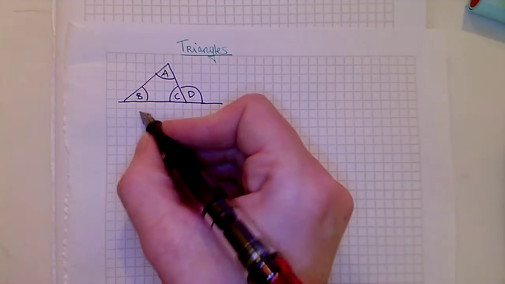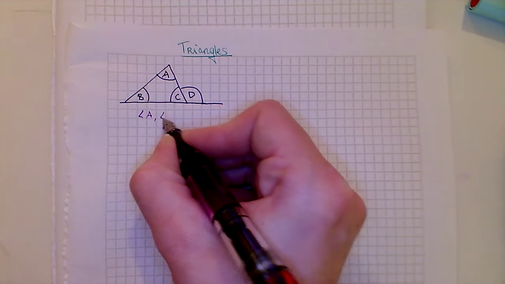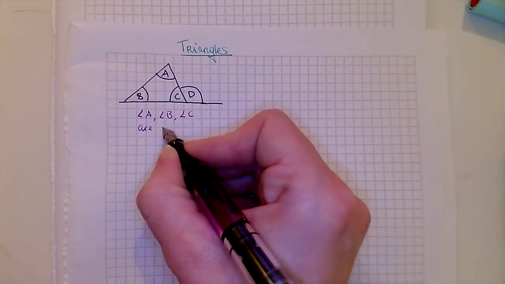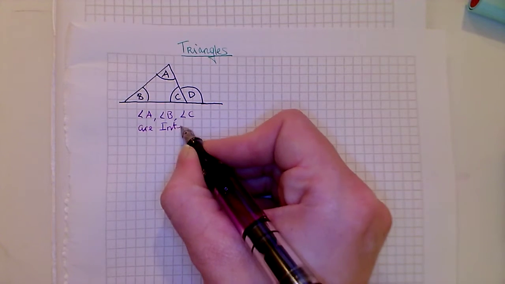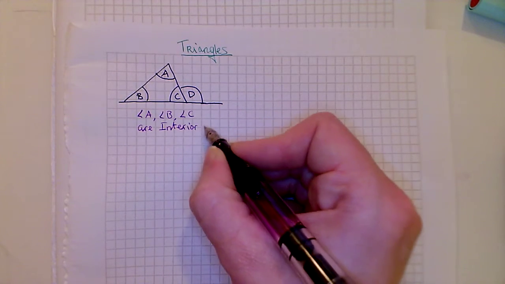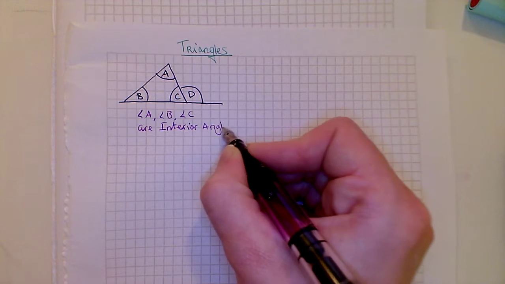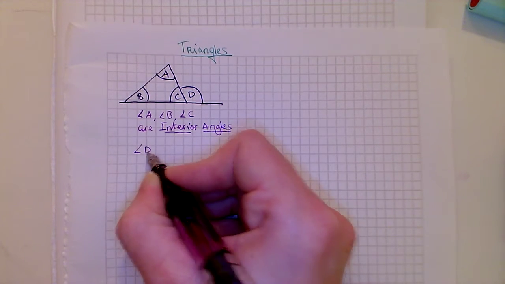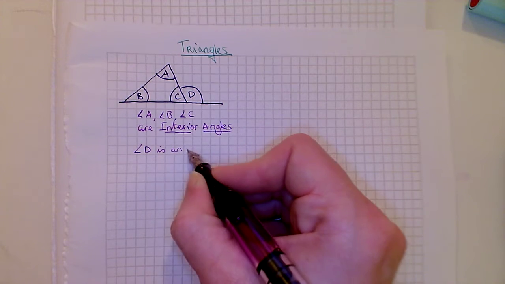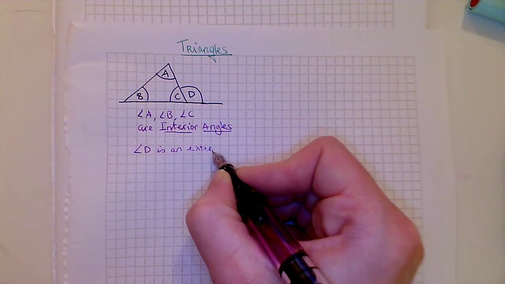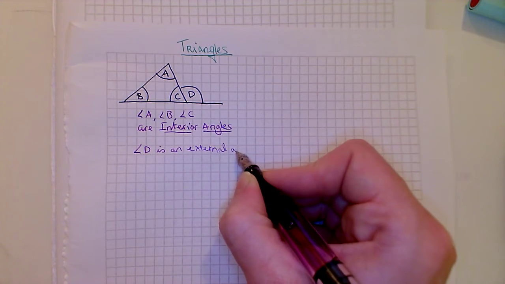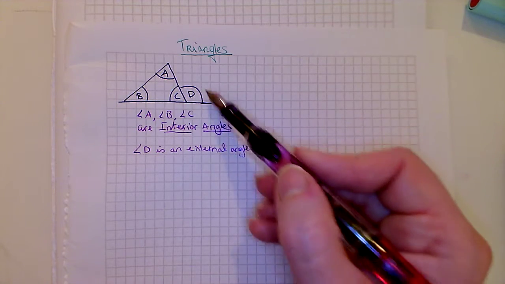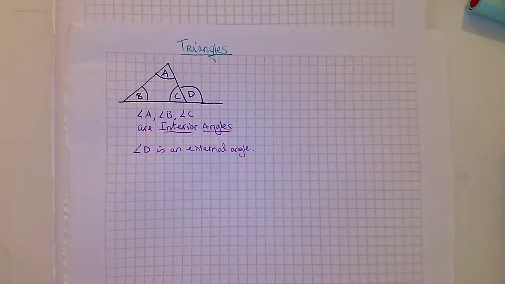So A, B, and C are internal angles or interior angles. And D is an external angle. Right, an external angle is one that's on the outside of the triangle like this.